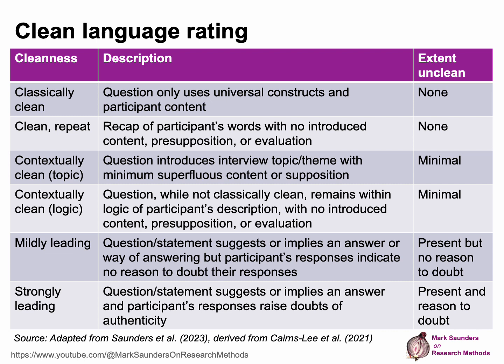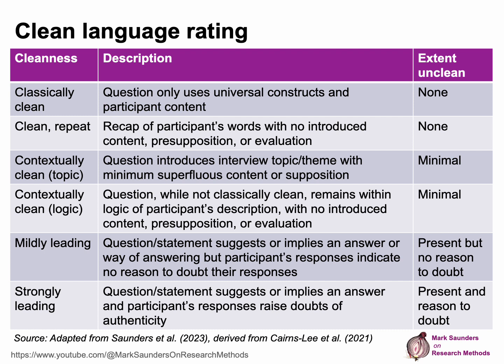But classically clean language is when the question only uses universal constructs and words that the participant has said. So if participants mention something, we can use the same words back to them, and that is completely clean. When we recap on what a participant has said and use their own words back to them with no introduced content or presupposition or evaluation, we're not introducing any unclean language at all. So we're doing what is called a clean repeating back.